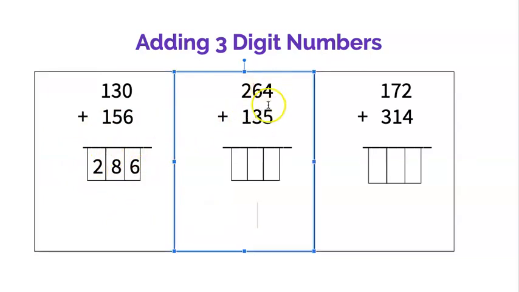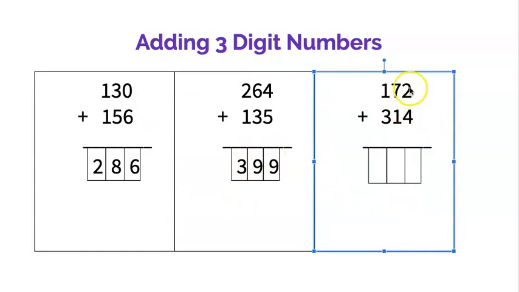All right, starting with our ones, 4 plus 5 gives us 9. 6 plus 3 gives us 9. And 2 plus 1 gives us 3. So your total answer would be 399.